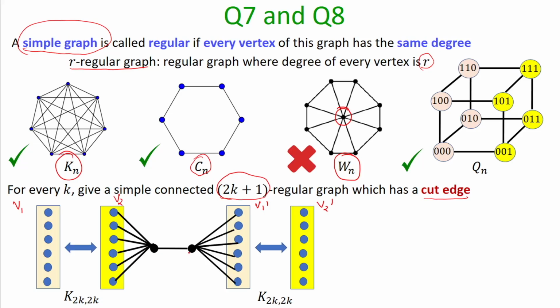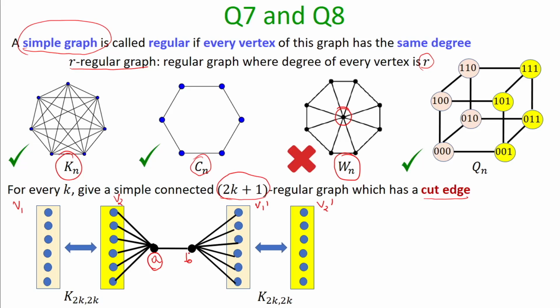Let me call the endpoints of this cut edge A and B. I connect the node A to every vertex in the subset V2. That will ensure that the degree of the vertex A is 2k plus 1. Why 2k plus 1? Because it will be connected to all the vertices of V2, so it gets degree 2k through that, and it also has an edge to the node B, so it is a neighbor of B. That ensures that the degree of A is 2k plus 1.